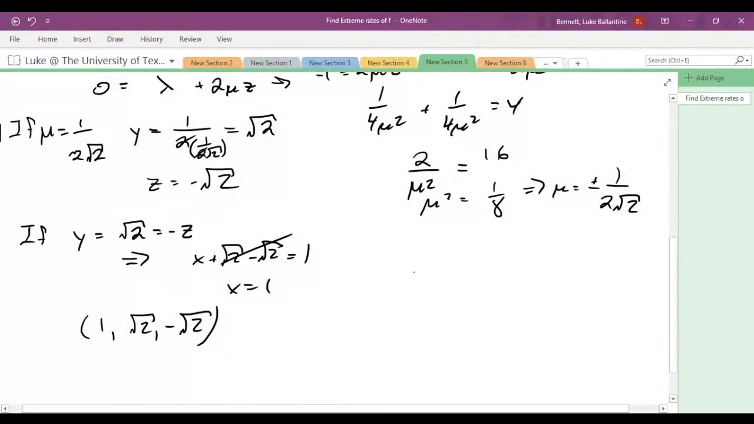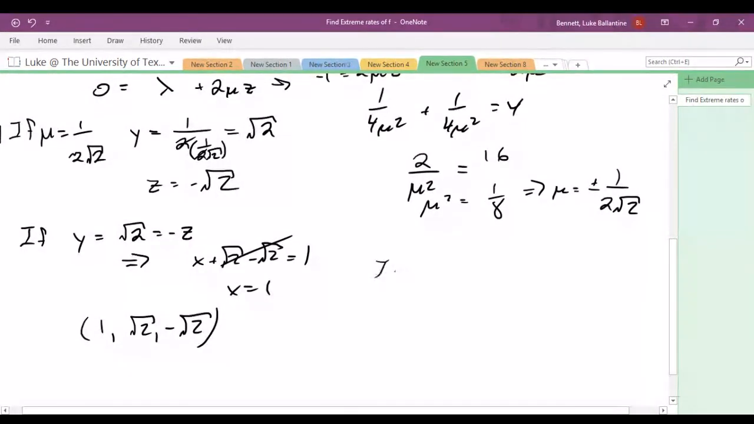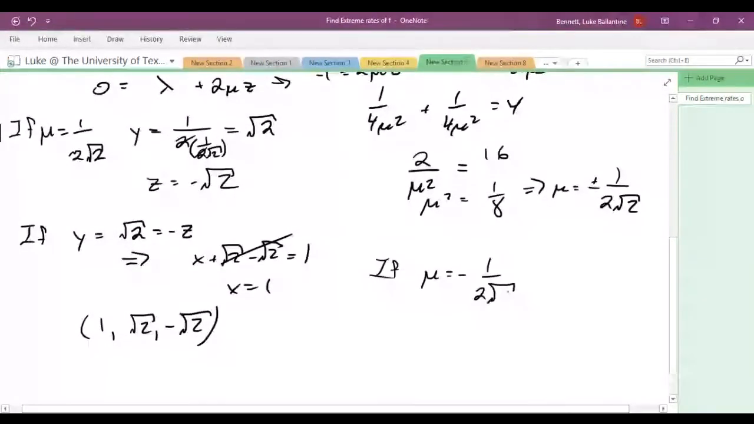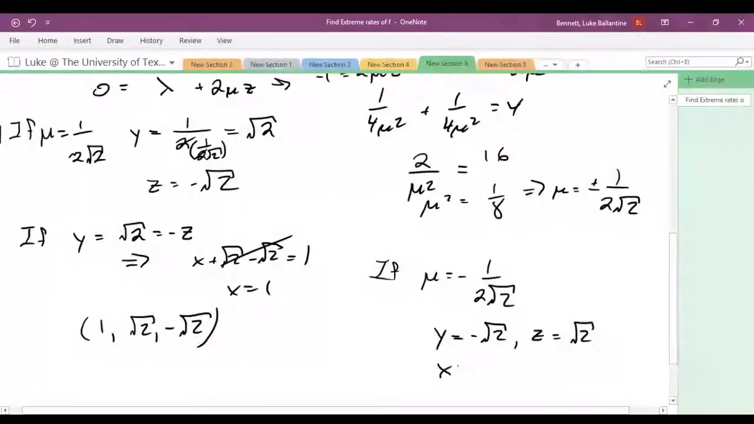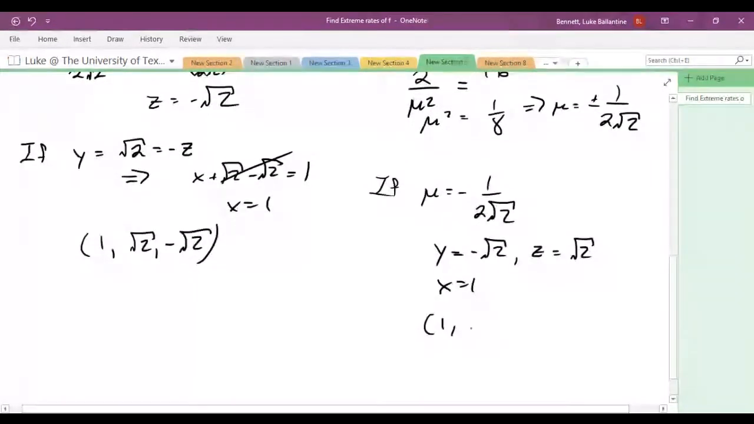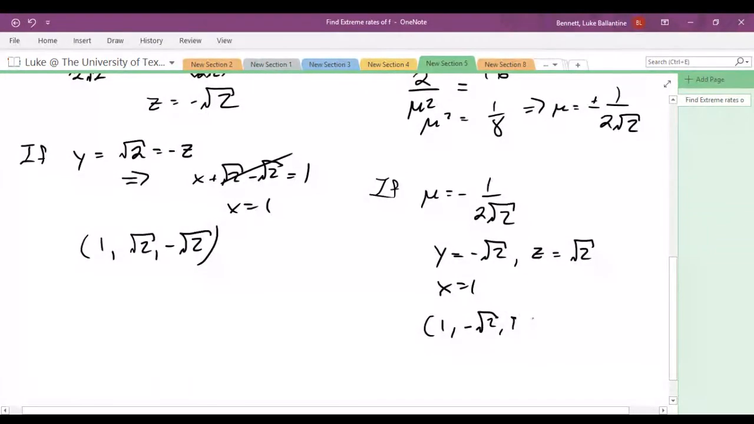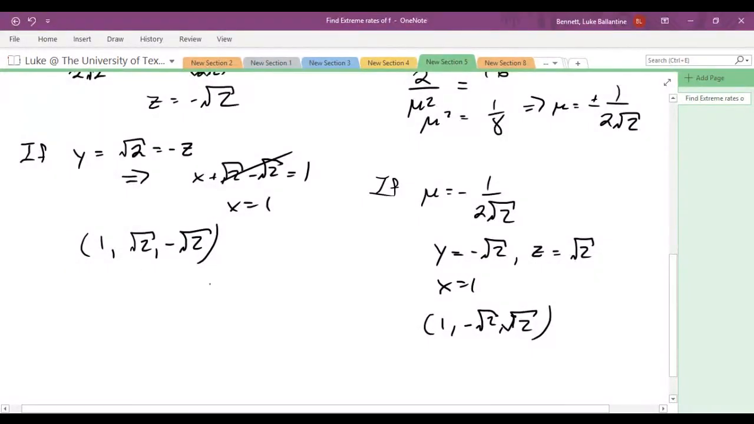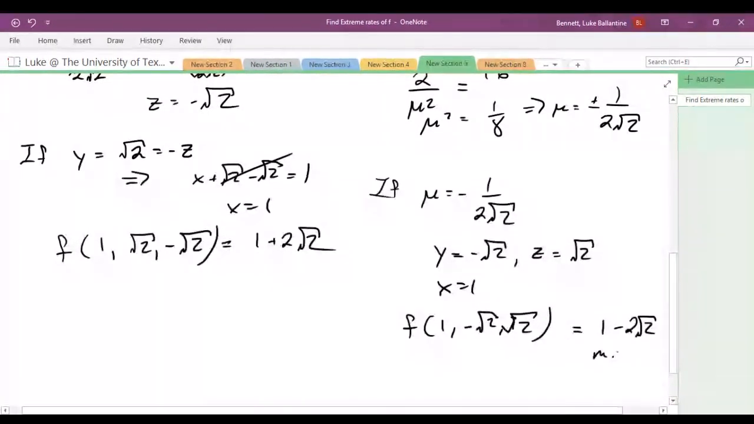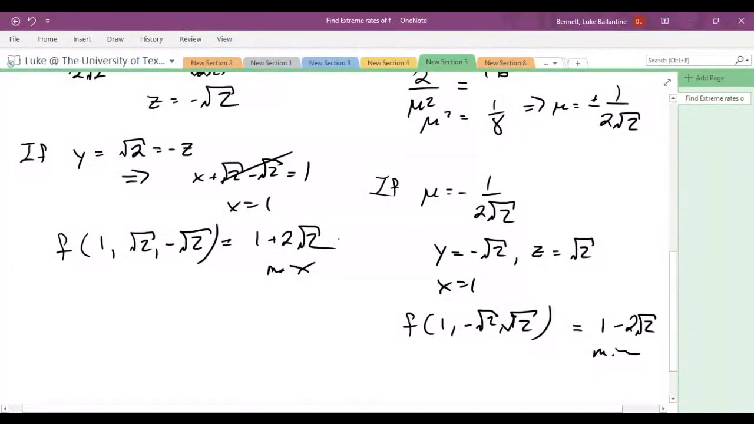We will compare that to if mu equals negative 1 over 2 root 2. And then what do we get? Well, we just flip the sign of everything. We have y is equal to negative root 2, z is equal to positive root 2, x is still 1. So we have 1, negative root 2, square root of 2. We have 2 critical points. And then you can show that f of this one is 1 plus 2 root 2, and f of this one is 1 minus 2 root 2. This is the min and this is the max. Awesome.